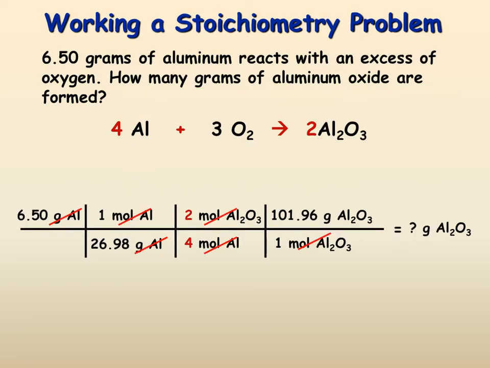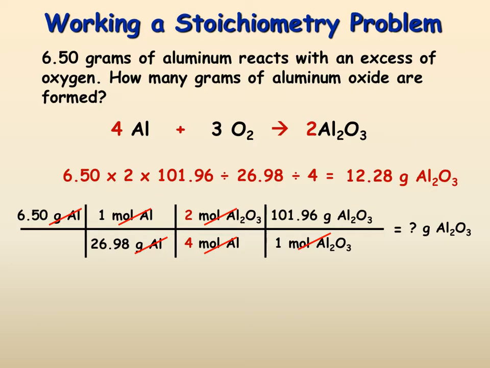All right. So now that we actually have it all written out nice and neat, let's talk about what we're actually doing math-wise. You're going to do 6.50 times 1, which doesn't really do anything, times 2 times 101.96, and then we're going to divide by 26.98 and divide by 4. And when you plug that into the calculator, you get this. And then the only thing left is to address sig figs. We started out with 6.50, which is 3 sig figs. So in all reality, your best answer here is 12.3 grams of aluminum oxide.